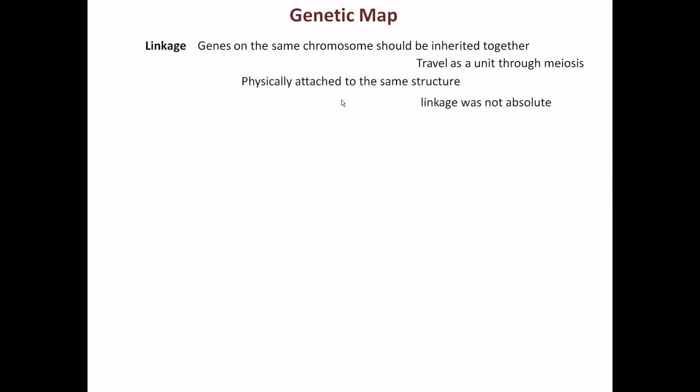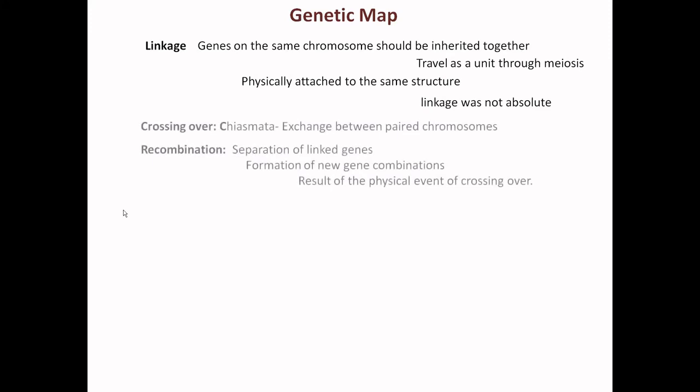Then physical: we have the concept that two genes are physically attached to the same structure, and linkage is not absolute. So crossing over, we can see it through the chiasmata, where the exchange between the paired chromosomes takes place. Recombination is the separation of the linked genes.